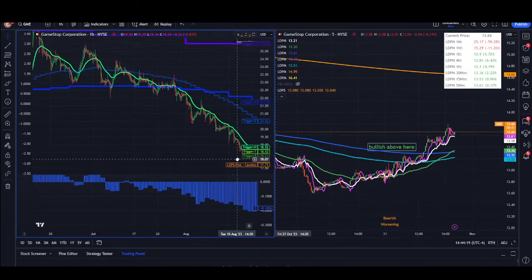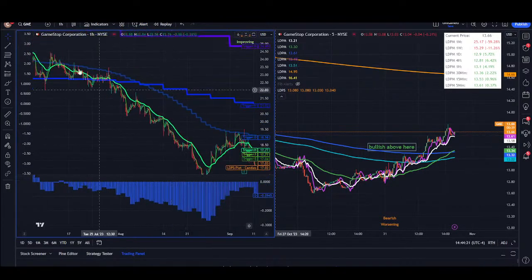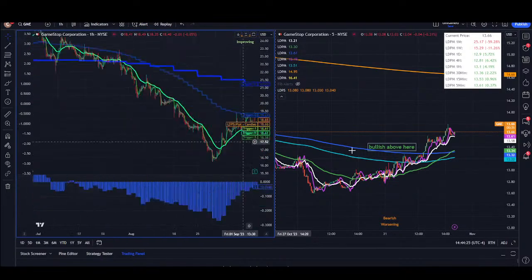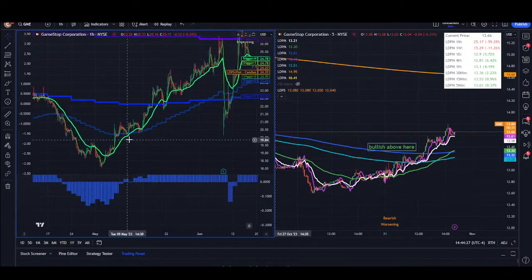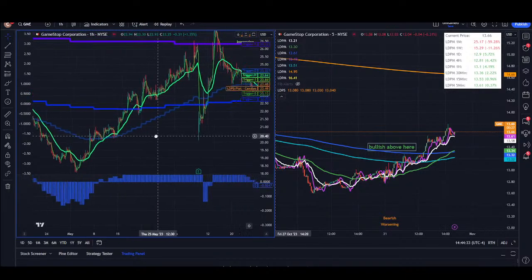Now, just an example of an hourly trigger crossover: you can see here the hourly trigger crossed below the daily trigger and the stock plummeted to the downside. We see here when the hourly trigger crossed above the daily trigger, price was able to push straight up to the weekly trigger. So that's how the bullish and bearish crossovers work.